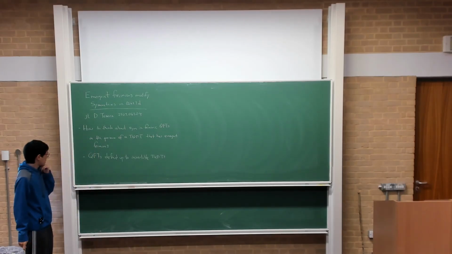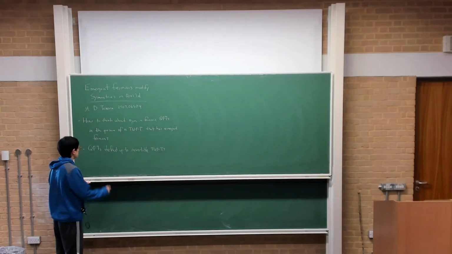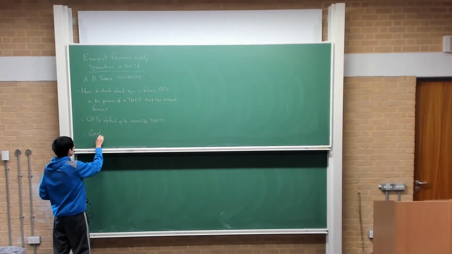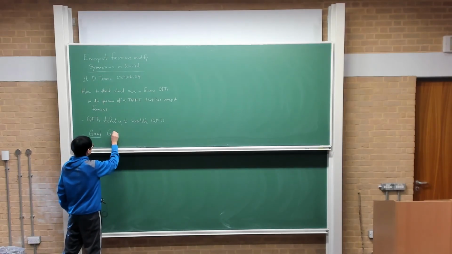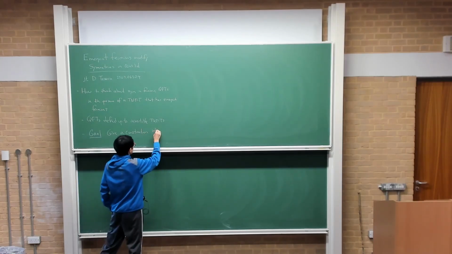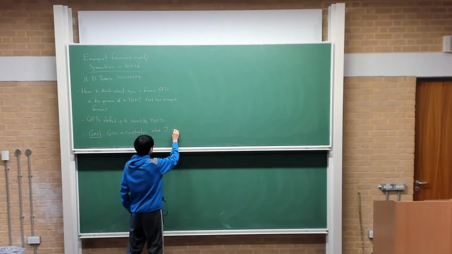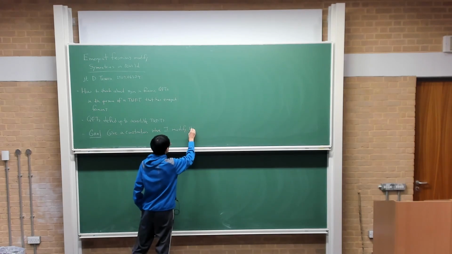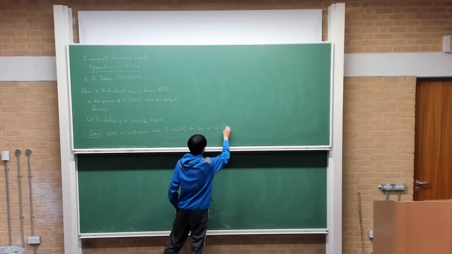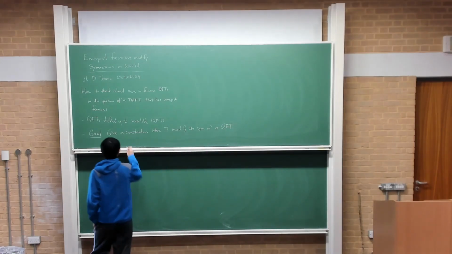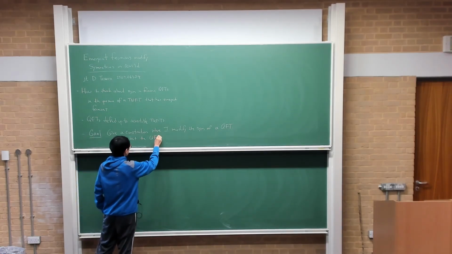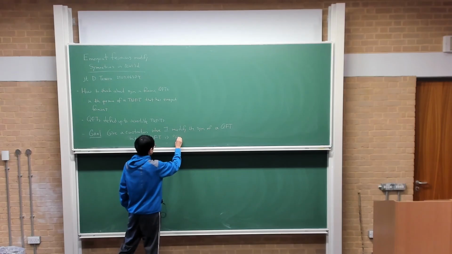So today I want to show you an interesting thing that you can do. I want to present an interesting construction. So the goal is to give a construction where I modify the symmetry of a QFT, and every time I say QFT, I really mean a fermionic QFT, but the QFT itself is invariant.